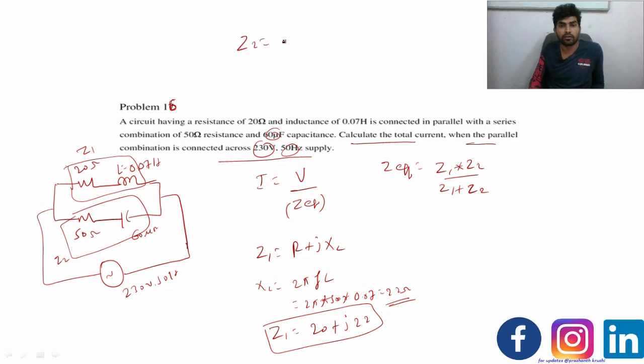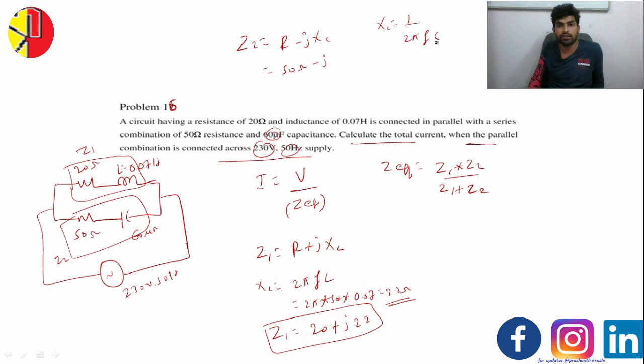What about Z2? Z2 is equal to R minus JXC. R they have given, 50 ohm, minus J. XC they have not given, XC we need to calculate. XC is equal to 1 by 2 pi FC, that is 1 by 2 pi into 50 into 60 into 10 raised to minus 6. 60 microfarad is given. So finally we got XC is equal to 53 ohm. I'll just substitute over here.